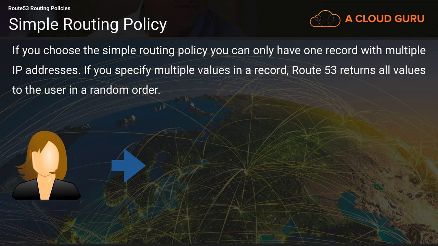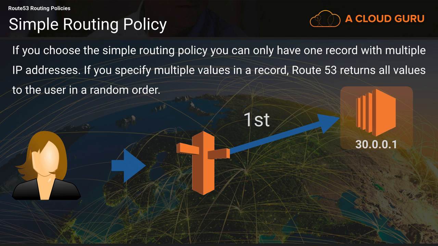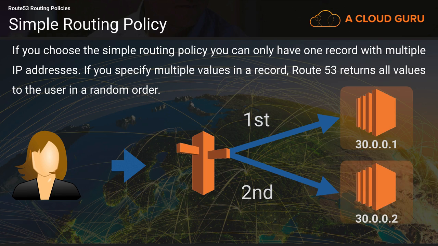So here's your user. They make a query to Route 53 for hello-route53gurus.com. Route 53 will then pick a DNS record at random, so it might be 30.0.0.1. And then when the next user comes along, it might choose 30.0.0.2. And that's it. It's really, really simple. The important thing to remember is you can only have one record, and if you do want multiple addresses, you have to put them in that particular record. So let's move on to the AWS console and have a look at this.